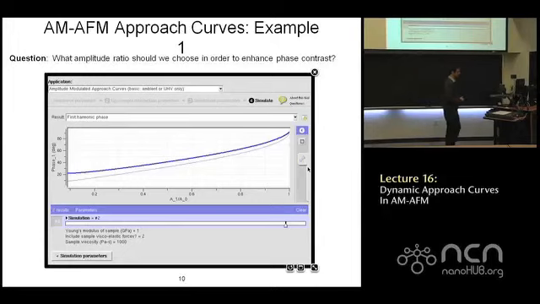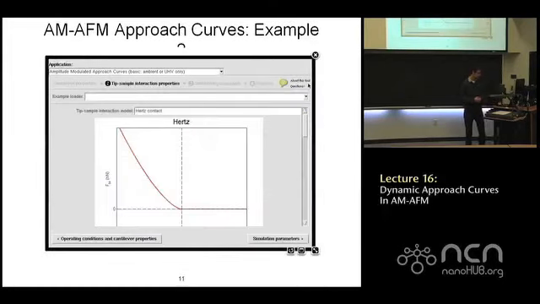If we're imaging a polymer and we're not too worried about damaging it, we might pick a lower set point to get a better phase contrast. If you're imaging a soft, fragile biological sample, you probably want to pick a higher set point ratio to avoid tapping on it. But then the phase contrast image won't be as great at that point.